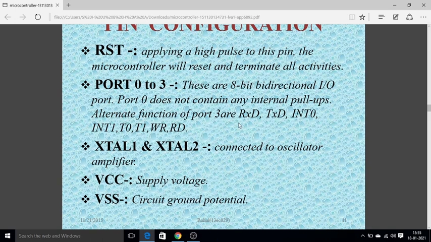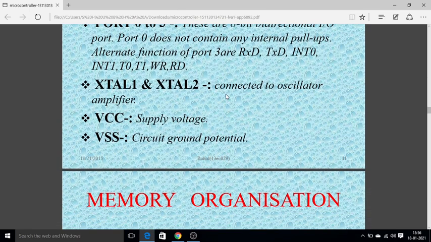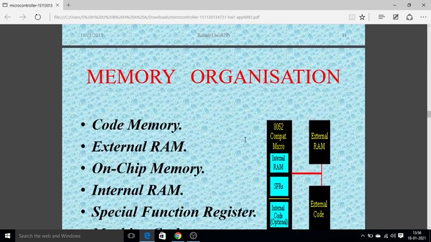The alternate functions of port 3 are receiver data and transmission data, interrupt 0, interrupt 1, timer 0, timer 1, read operation and write operation. These are the external oscillations. The external applied clock signal is connected to the oscillator to generate 12 or 11 megahertz of frequency, and there is a power supply and a ground, and all these things we have studied.